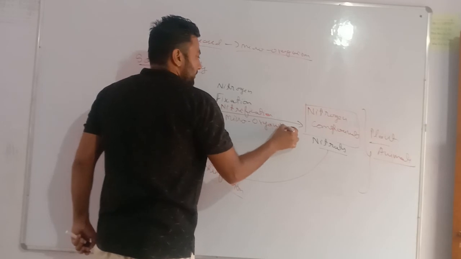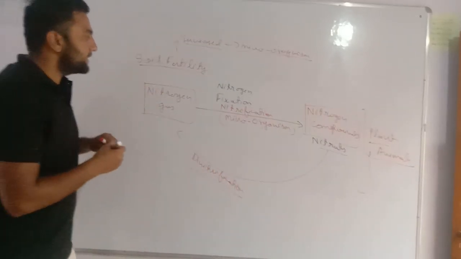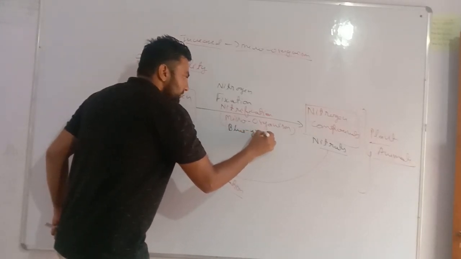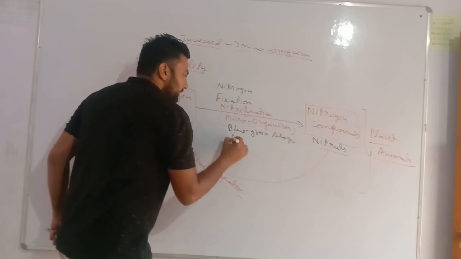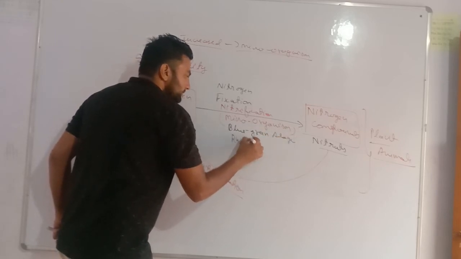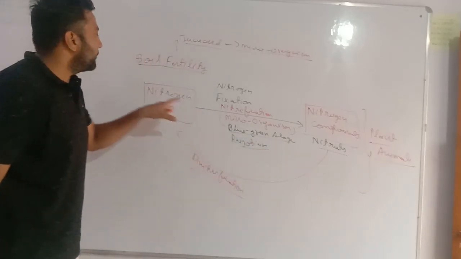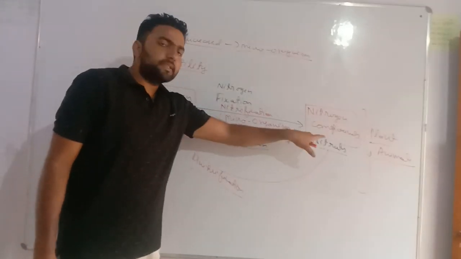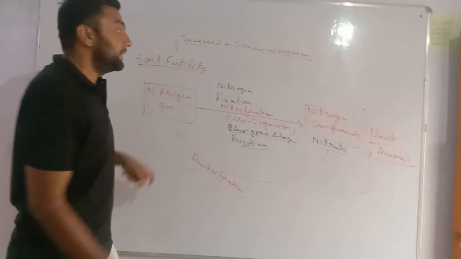Microorganisms, very important. Microorganisms such as blue-green algae and rhizobium. These microorganisms convert the nitrogen gas into nitrates. These nitrates get mixed up in the soil and the fertility of soil is increased.